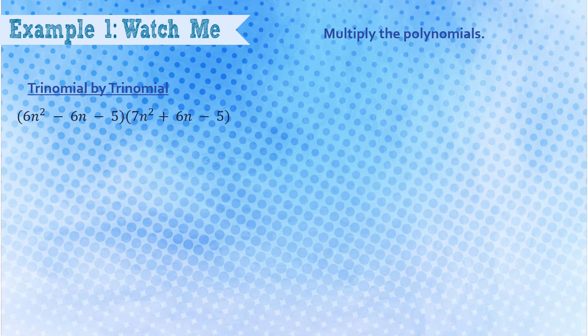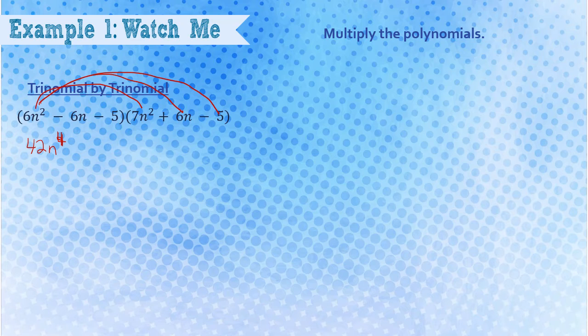That looks like this. So if I start here, I'm taking that first term and multiplying it by all three terms in my second trinomial. So 6n squared times 7n squared is going to give me 42n squared. Nope, 42n to the fourth, because n squared times n squared, you add the exponents. That's why I have n to the fourth.